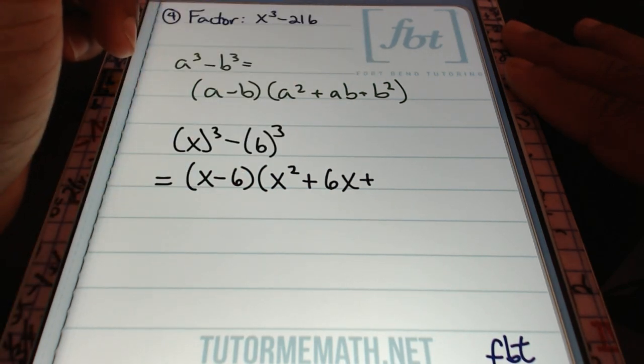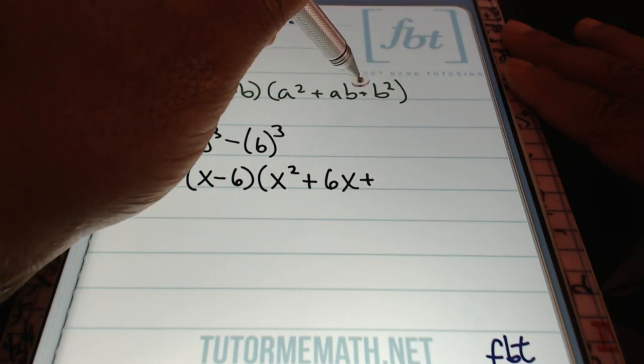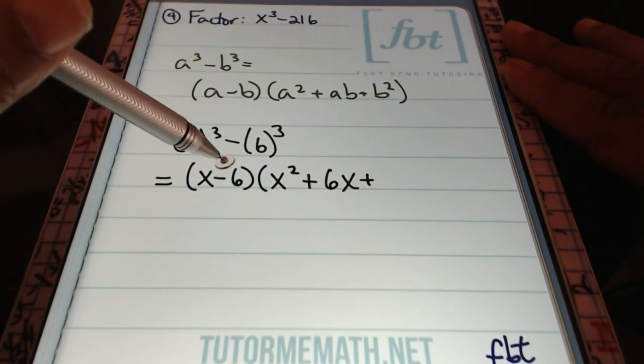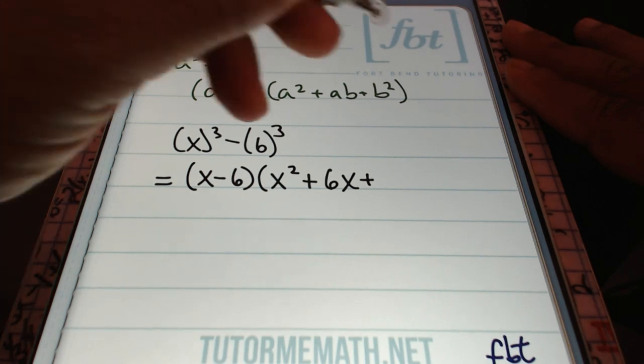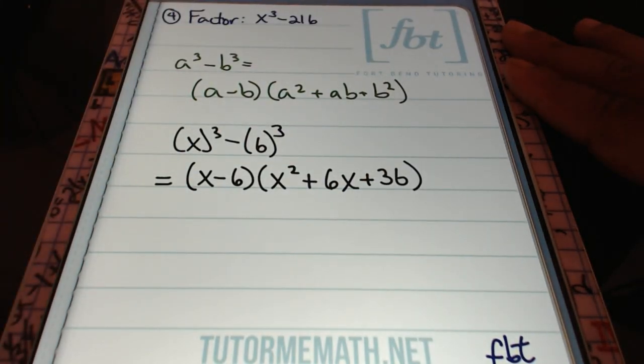Stop being stingy. Why you being stingy? Put the plus sign right there because it's right there from the formula. Okay? Put that plus sign there. Then they want you to square the 6. So squaring the 6 gives you 36. And guess what, guys? This is the answer.